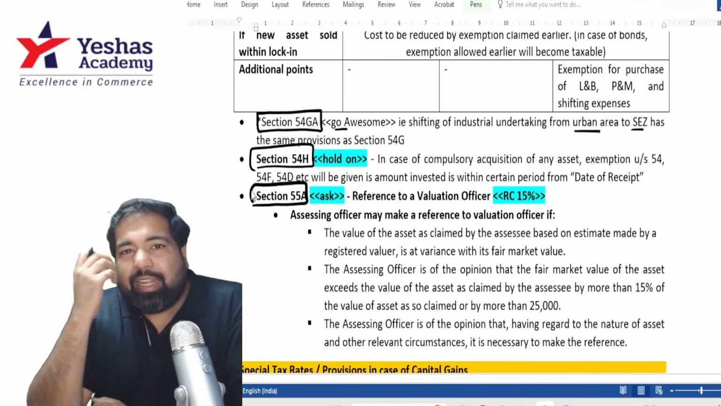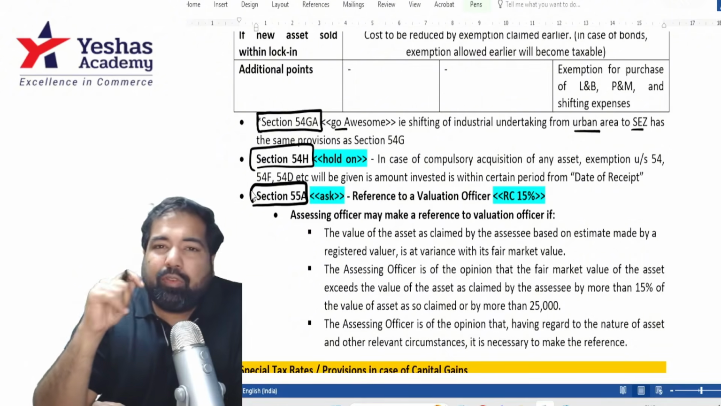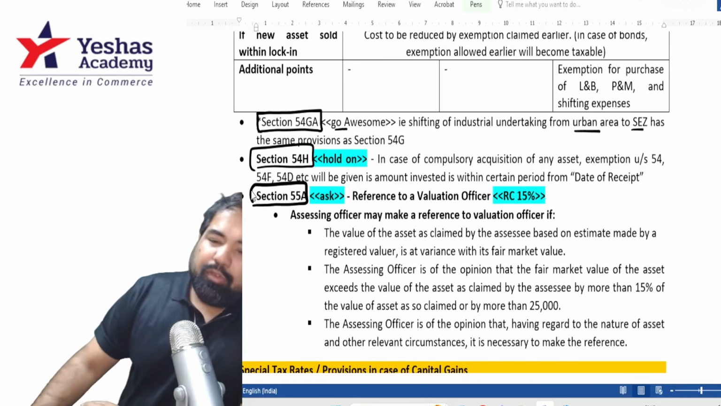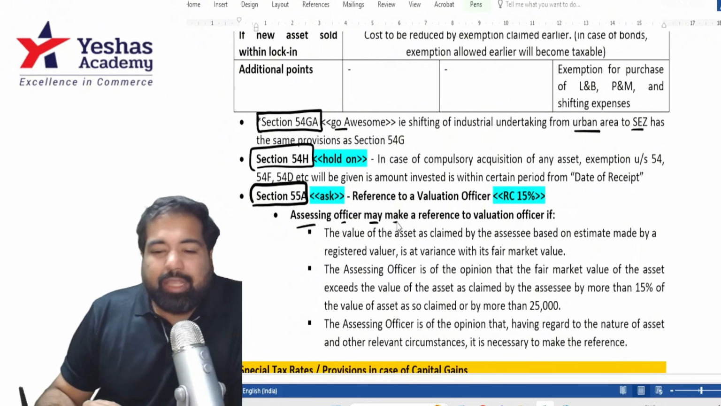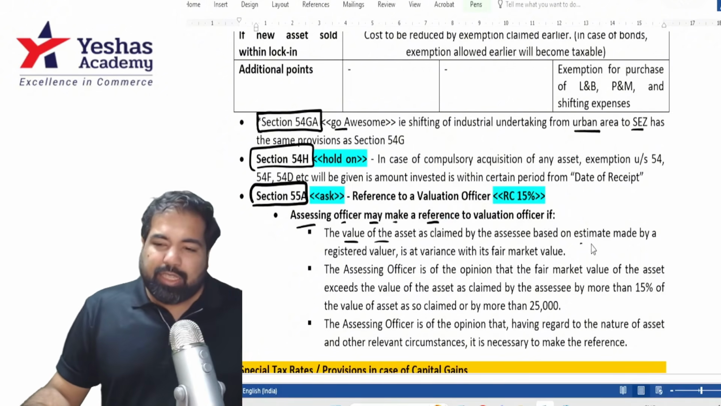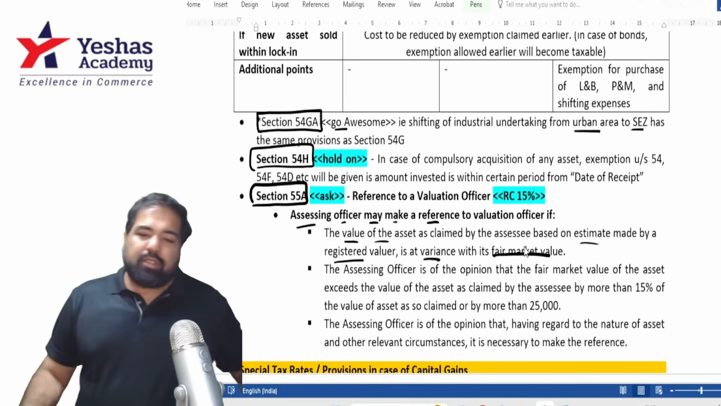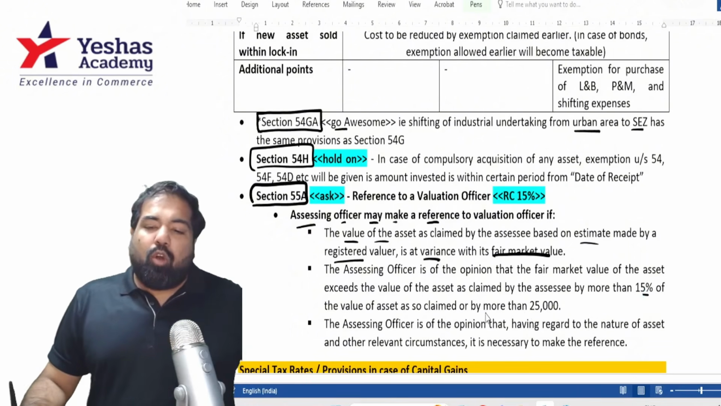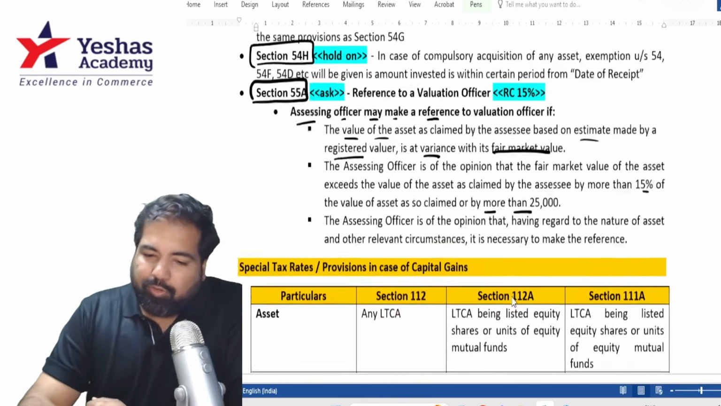If you are saying that I have sold my asset for X amount of money, but the income tax officer does not agree, or if he feels that the difference between what you are saying and the actual value is more than 15%, then he may refer the valuation to a valuation officer. Assessing officer may make, it's not compulsory, a reference to a valuation officer if the value of the asset as claimed by the assessee based on the estimate made by a registered valuer is at variance with its fair market value, or is of the opinion that the fair market value of the asset is more than 15% or more than 25%. If there is a difference of this much amount, then he may refer it to the valuation officer.